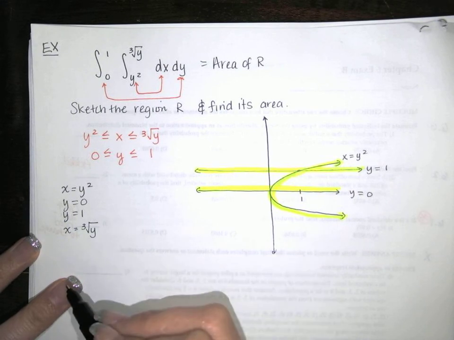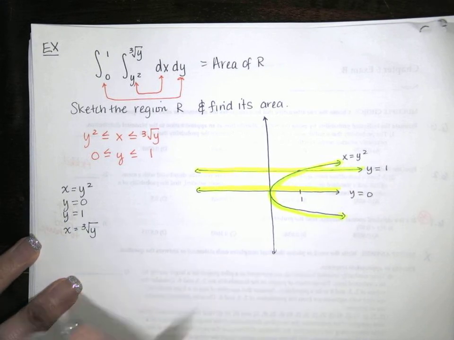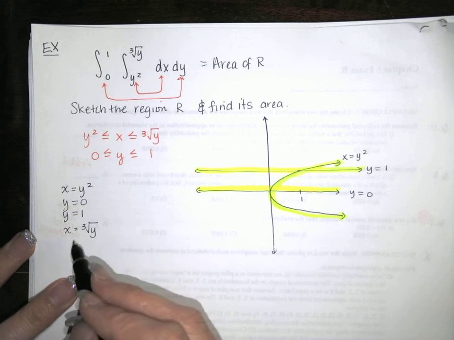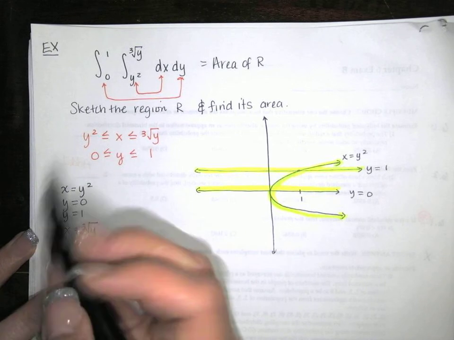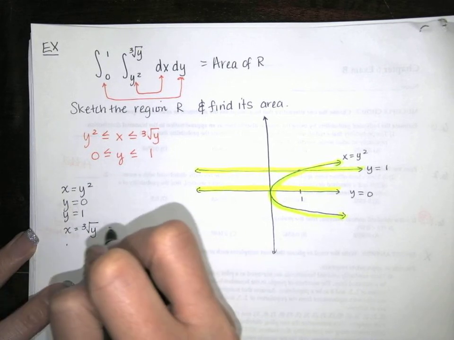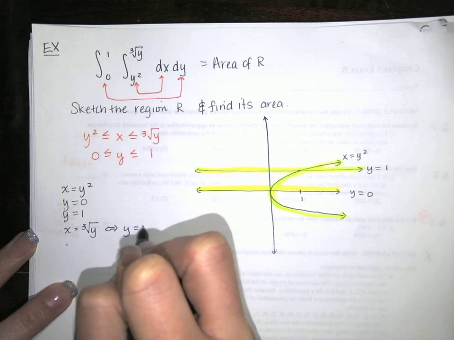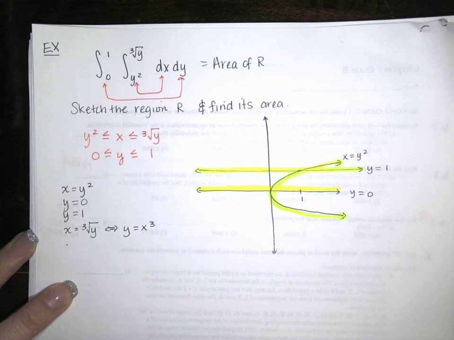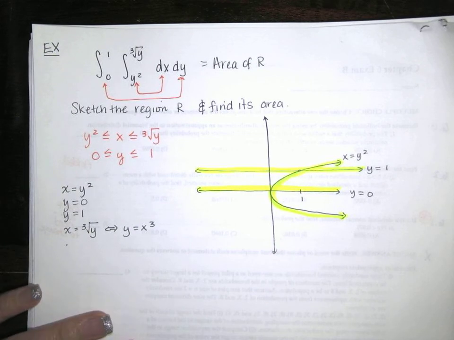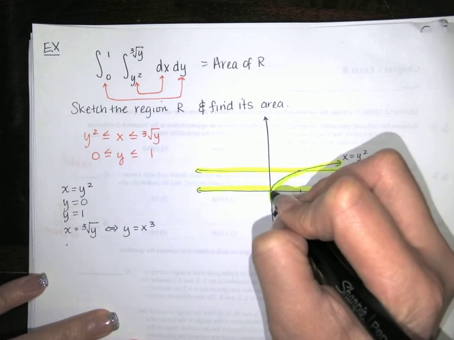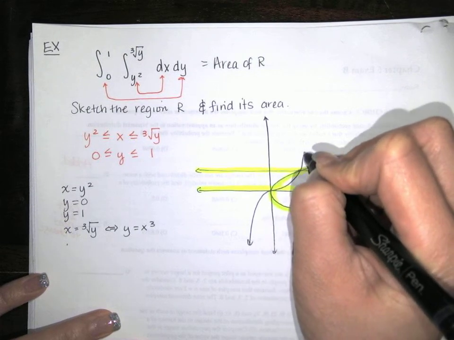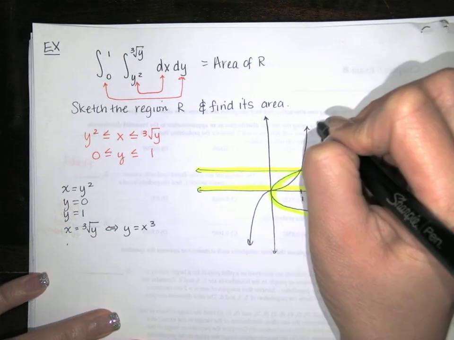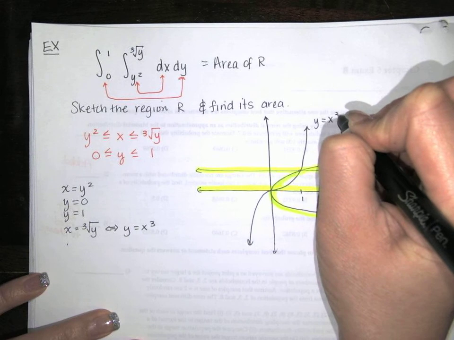Now, x equals the cube root of y is not what I'm comfortable thinking about. It's not something that comes naturally to me. I can think about y equals the cube root of x and then switching the roles of x and y. It's easier for me if I just cube both sides. So I think I'll do that. If I cube both sides, I get y equals x cubed. And I know exactly what y equals x cubed looks like. It looks like that. Of course, this is not to scale.